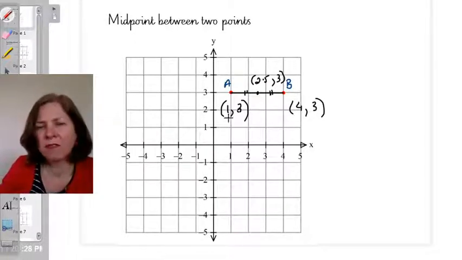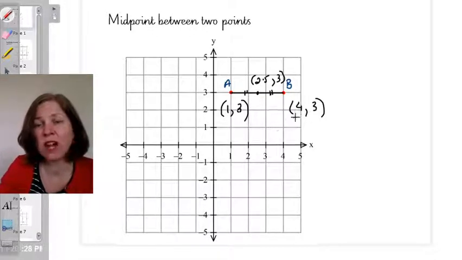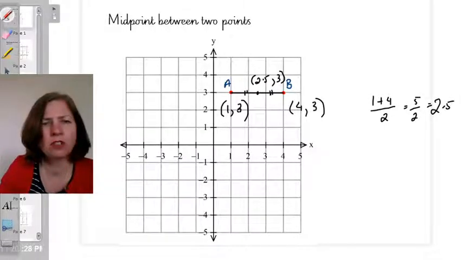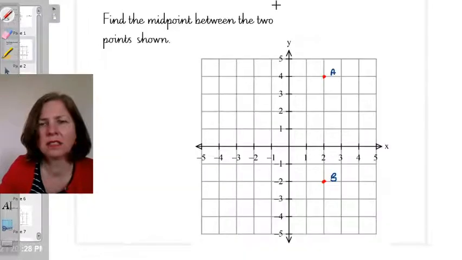So basically what I've done is I've actually found the average of 1 and 4. The other way I could have done it was this: 1 plus 4, and then divide it by 2 to find the average, which gives me 5 over 2, which equals 2.5. All right, let's look at my next slide.